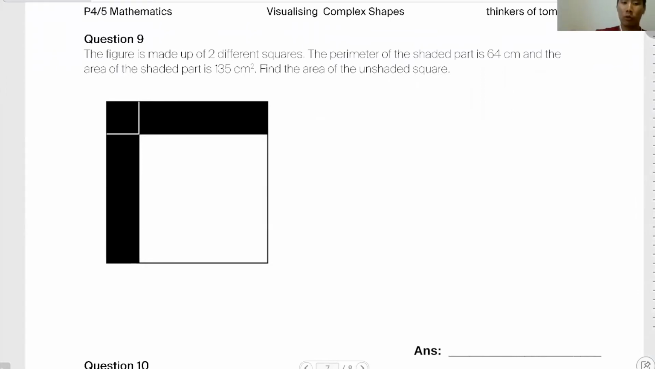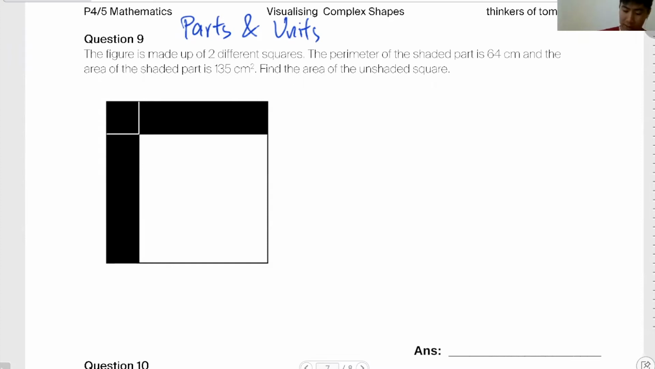Now, to solve this question, right, you need to be able to utilize what we call restating. What is restating? Restating means you restate the unknown lengths using what we call parts and units.